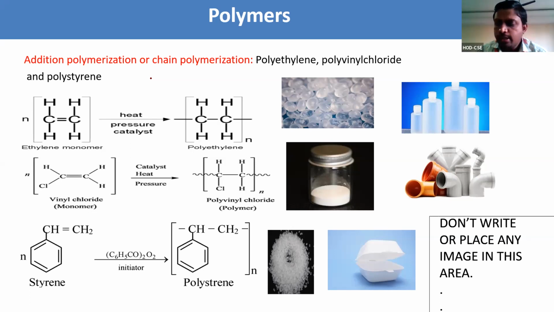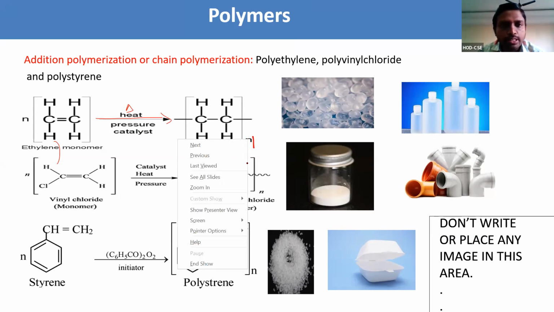Now coming to the examples of addition polymerization or chain polymerization. The examples we are taking are polyethylene, PVC (polyvinyl chloride), and polystyrene. Coming to the first example, in the presence of heat and pressure as a catalyst, heating the monomer ethylene produces polyethylene. This is the polymer.